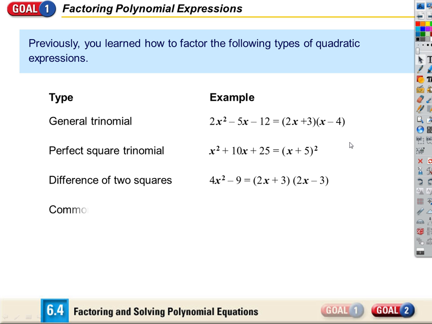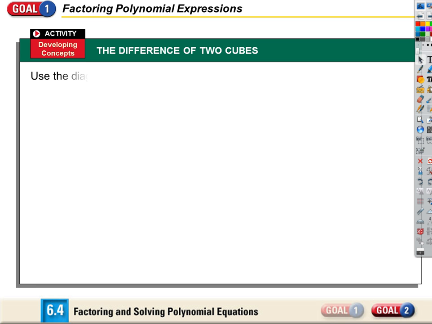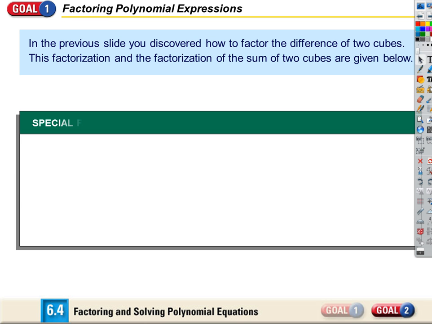We just kind of reviewed this stuff. This is not something we need to probably mess with. We can probably get rid of that too. We'll come back maybe and look at that later. But here are some special factoring patterns.